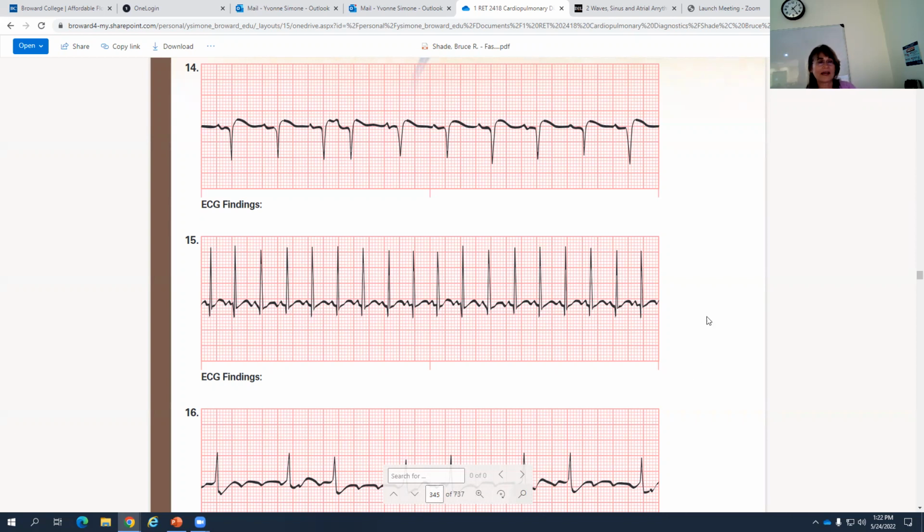Is this sinus tachycardia? It's atrial tachycardia. Can we call an atrial tachycardia SVT? Yes. Page 316, number 16. Oh, that's where we are.